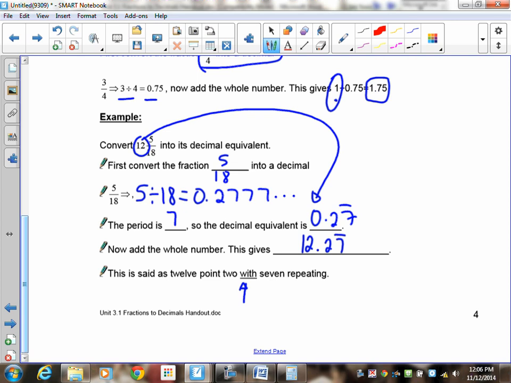We can't say 12.27 repeating because that would look like this. This is 12.27 repeating. So we have to make sure that we change this in such a way that only the 7 is the repeating. So this becomes 12.2 with 7 repeating. All right, turn the page.